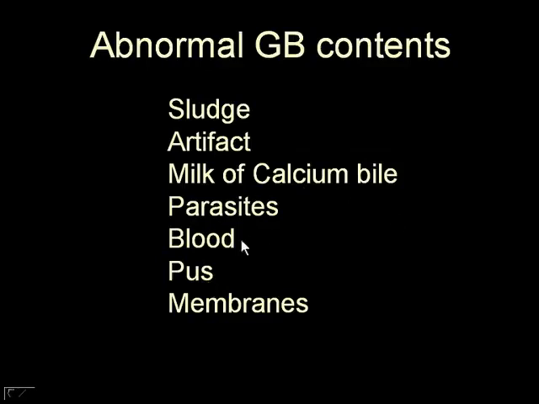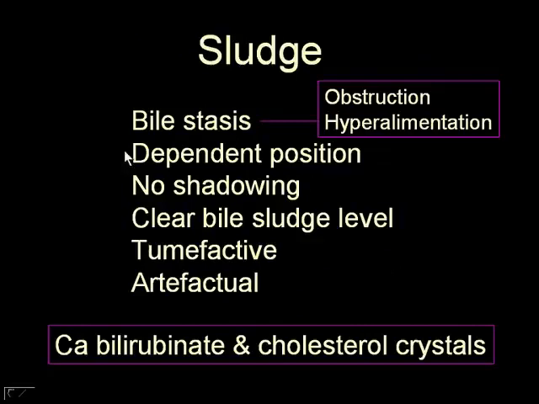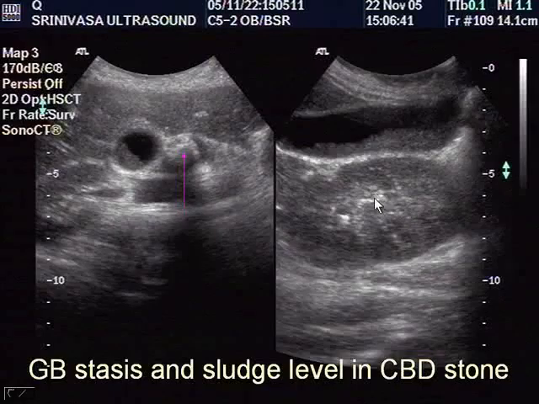Abnormal contents: sludge, artifacts, milk of calcium bile, parasites, blood, pus, membrane, and so on and so forth. Sludge is due to bile stasis, and it could be due to obstruction to the drainage of the gallbladder, or it could be just that this patient is on hyperalimentation and the gallbladder is not getting the stimulus of a fatty diet to contract, and therefore it builds up atony and has stasis. Dependent position of the sludge, no shadowing, clear bile sludge level, tumefactive, and it could be artifactual. Sludge is composed of calcium bilirubinate and cholesterol crystals.